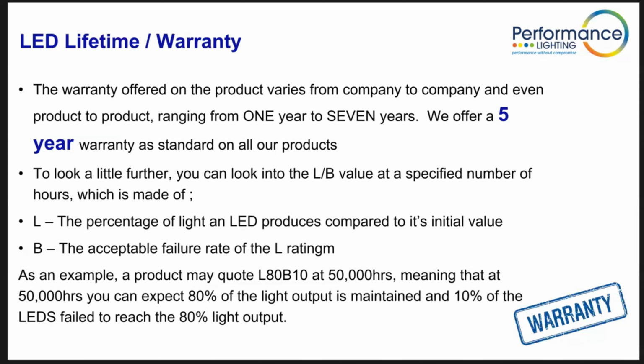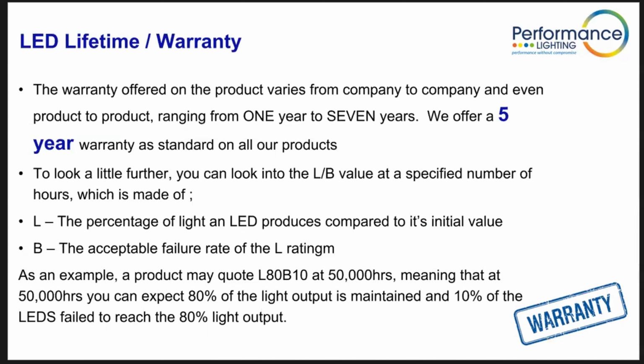A little bit more from a technical point of view. Quite often on an LED product, you can ask for the L and B values. The L is the percentage of the light that an LED produces compared to its initial value after a set number of hours. So the closer to 100%, the better. You'd never achieve 100% because you're always going to lose some light output over time. And then B is the acceptable failure rate of L.